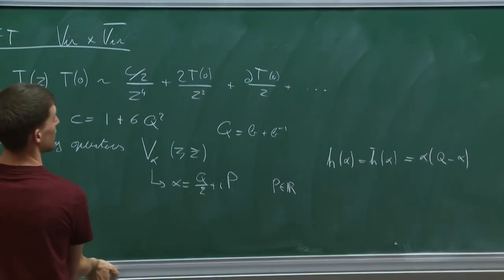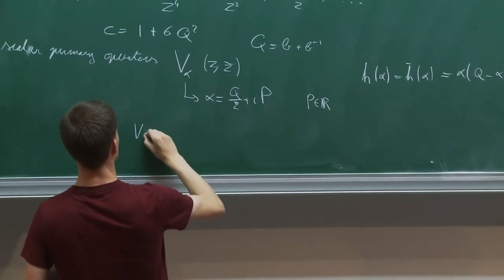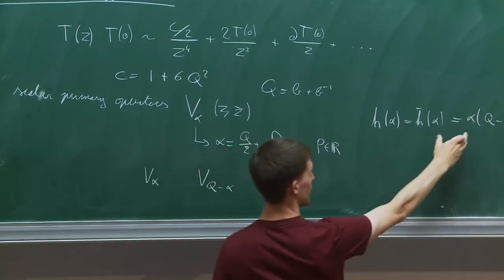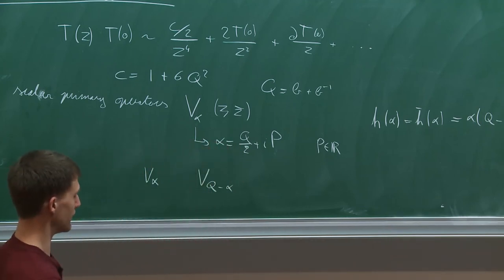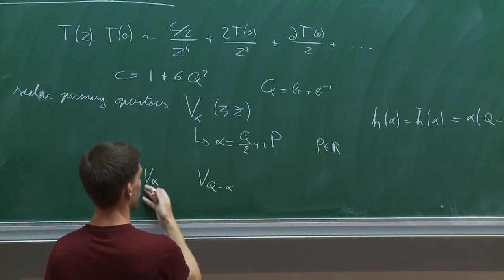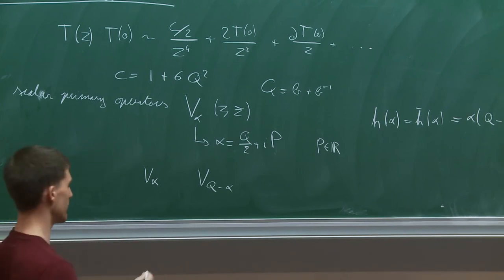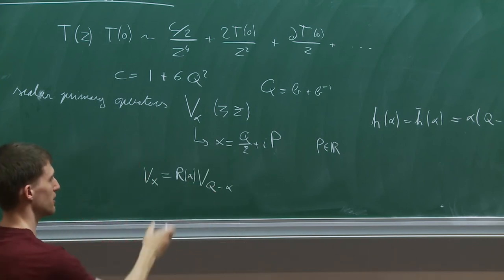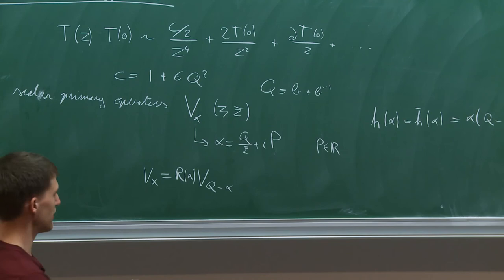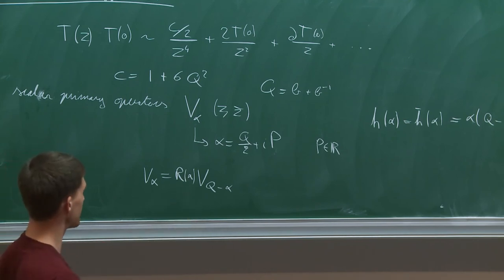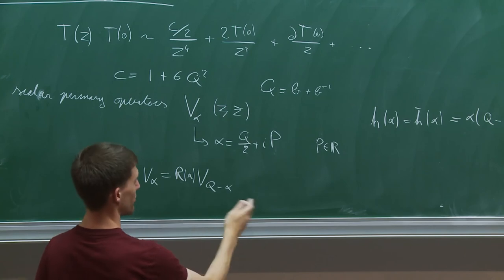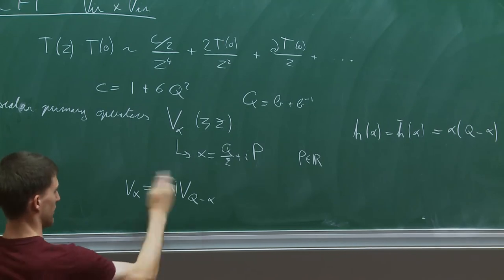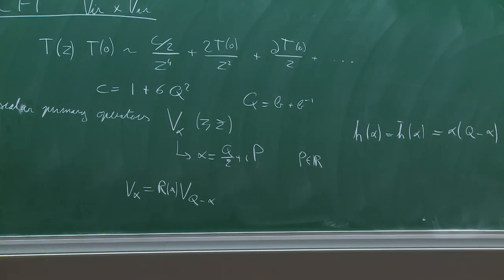Now, you should also notice that V alpha and V Q minus alpha have the exact same conformal dimension. It's obviously the case. And in fact, these two operators are really the same operator in the theory. So that means that you can write one in terms of the other with some function in between. This thing is called the reflection amplitude. It's not very important what it is. It's just important to realize that only half the range that you can have in alpha is physical. The other half goes back to itself upon using this kind of a relation.